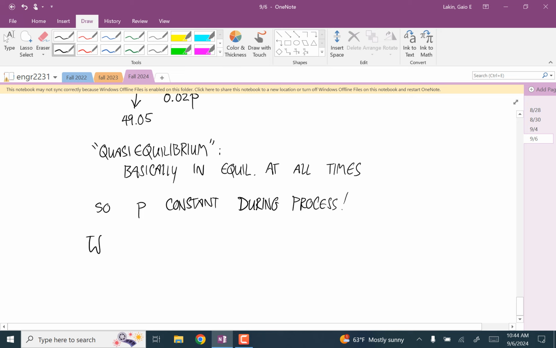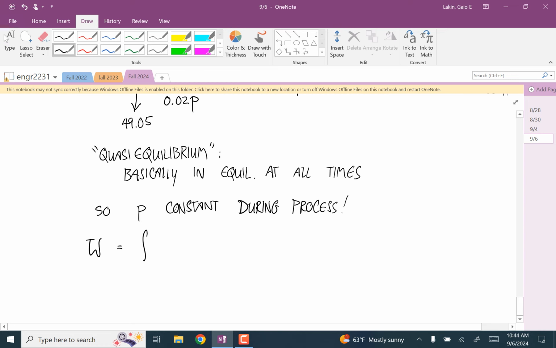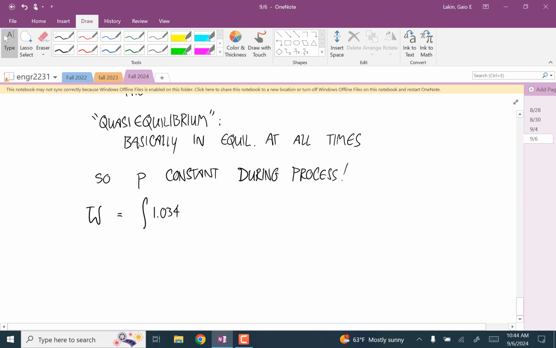Okay, so work is equal to the integral of the pressure dV from the starting volume to the ending volume. The starting volume is 0.5 cubic meters. Oh, no, I've got to be careful here. So this is from V1 to V2.